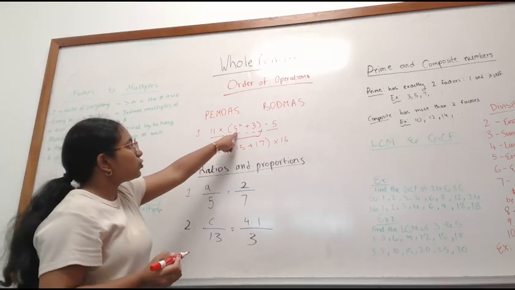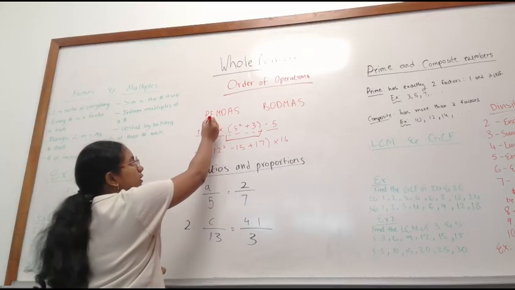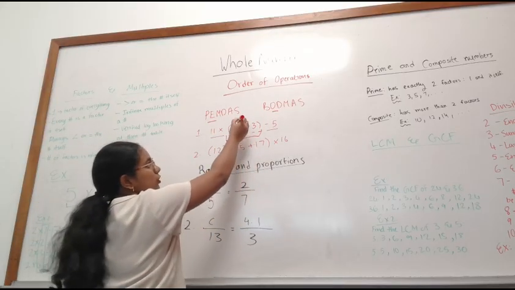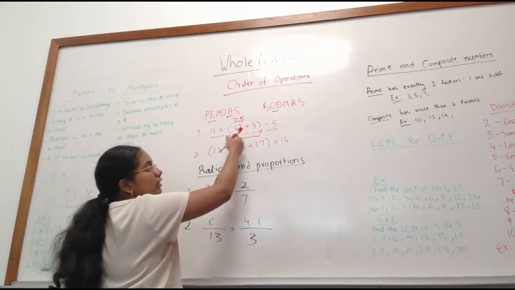First you start with the exponent, right? Because that's next up in the order. In this case, it's 5 squared, which is 25. And then you add, right? That's next up in the order in the bracket.